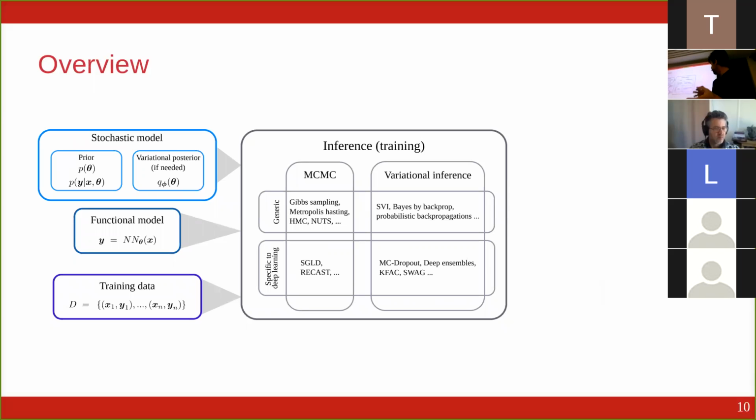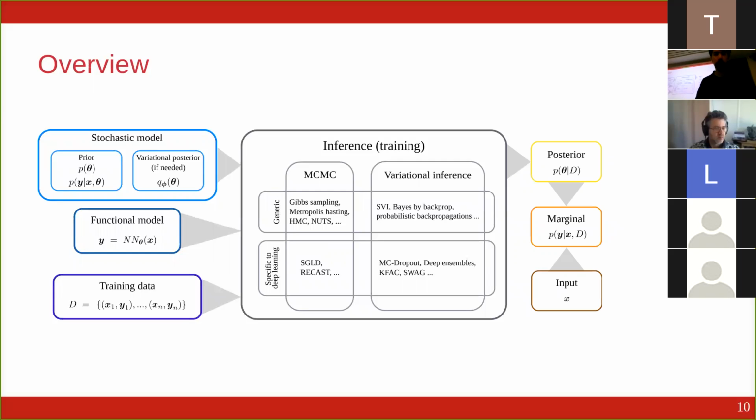And mostly you can distinguish two kinds of inference method. Markov chain Monte Carlo, which allows you to sample the exact posterior, but tends to be a bit more expensive, both in terms of memory requirements and computational power. And variational inference, where you approximate the posterior using the variational distribution you defined in your stochastic model.